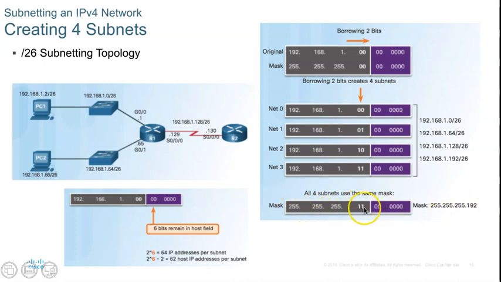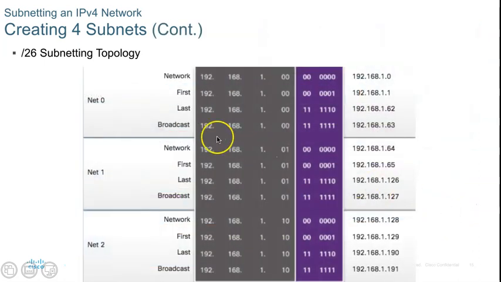In addition to the 2 bits that you borrowed, they are the highest bits. So 128 plus 64 equals 192. Your new subnet mask for all these networks will be 255.255.255.192. All right, here's breaking it down more clearly.